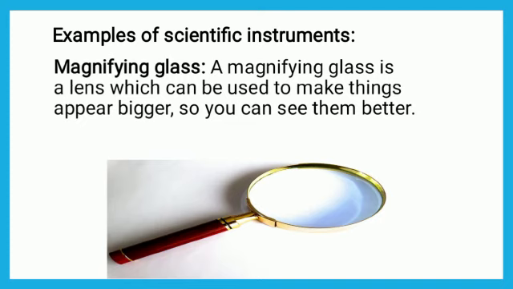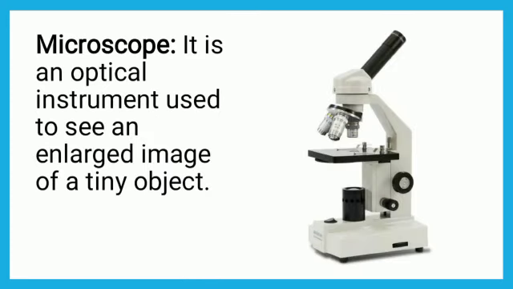Magnifying glass. A magnifying glass is a lens which can be used to make things appear bigger so you can see them better. Microscope. It is an optical instrument used to see an enlarged image of a tiny object. It makes a very small object look several hundred times bigger than it actually is.